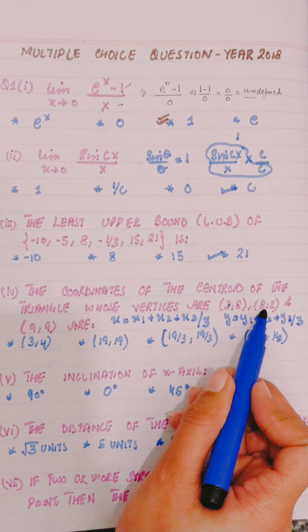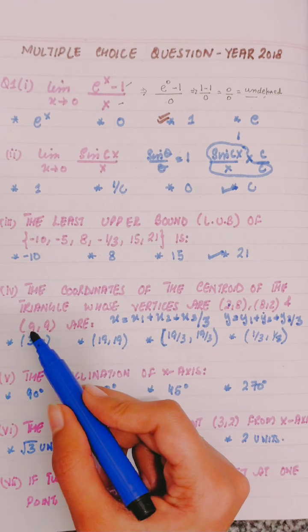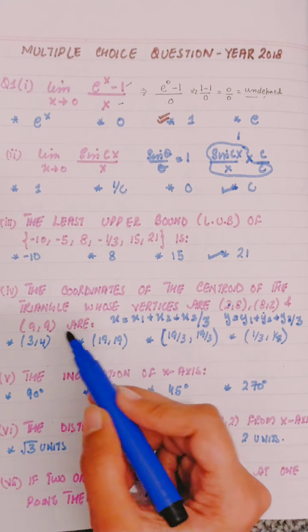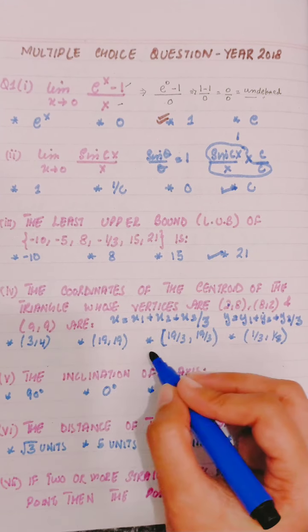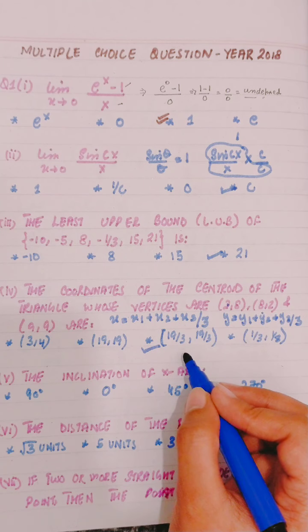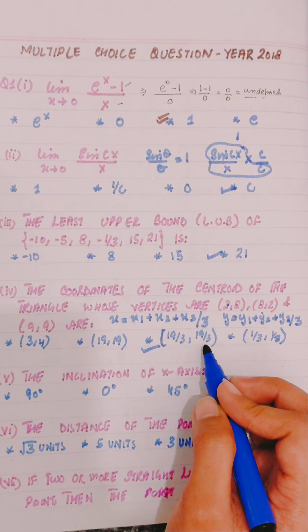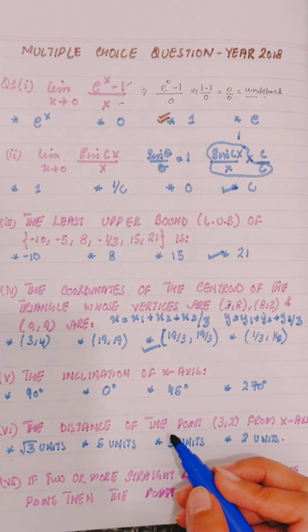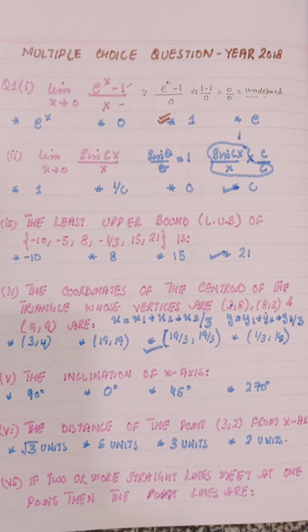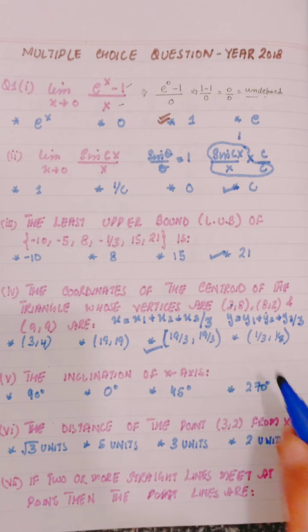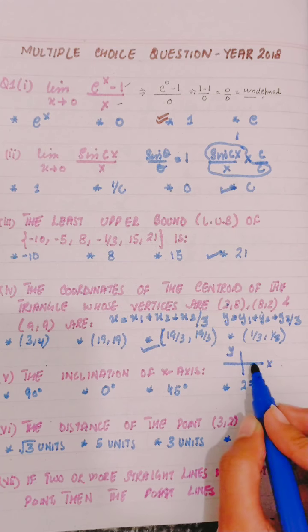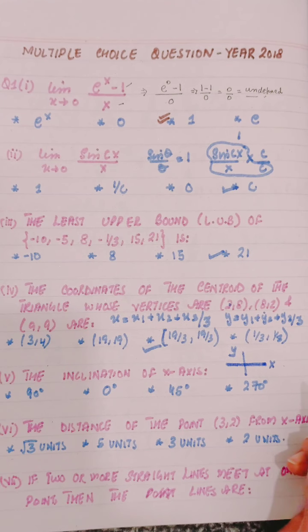2 plus 8, 10. 10 plus 9 is 19 over 3. Similarly, y is 8 and 2, 10. 10 plus 9, 19 over 3. So the correct answer is 19 over 3 comma 19 over 3. Now part 5 is the inclination of x-axis is, inclination basically aapka slope ko kehte hain, this is x-axis and this is y-axis, so the inclination is 0 degree.